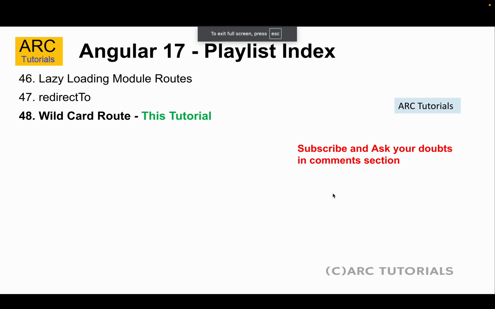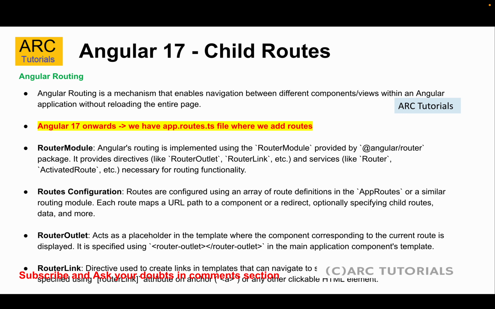We have covered around 47 episodes so far in this series. This is episode number 48. Today we are learning about wildcard routes. Angular 17, like I mentioned, there are a lot of changes than what you would see, like Angular router module is not there, app module is not there, app routing module is not there, and all of that because Angular 17 is purely built on standalone component concept architecture.